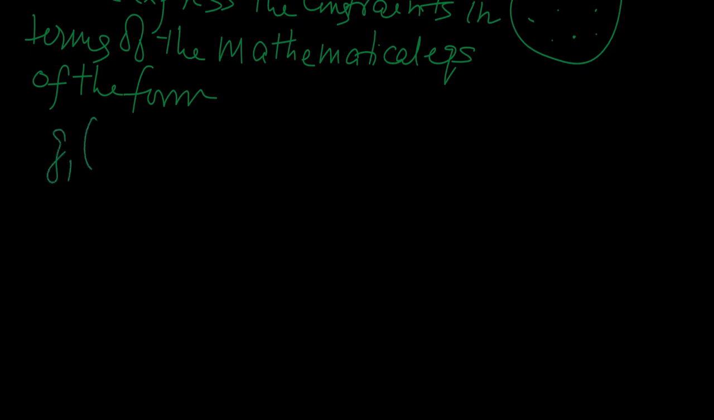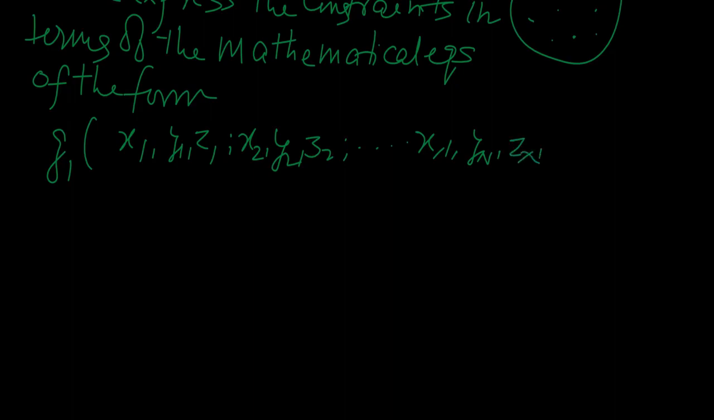g1 of x1, y1, z1, x2, y2, z2, so on, xn, yn, zn, and possibly t, and this equal to say a1, a constant a1.